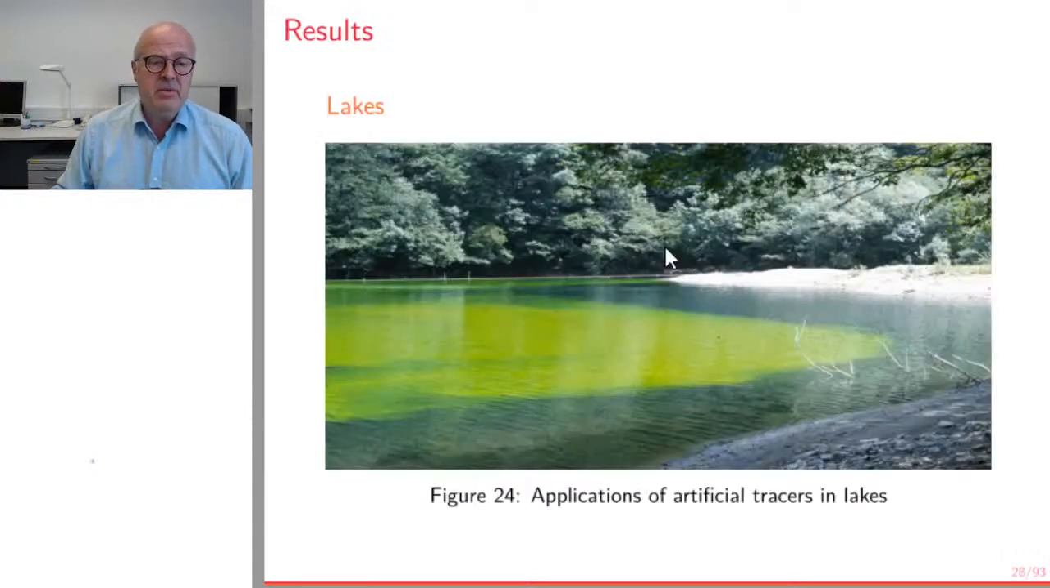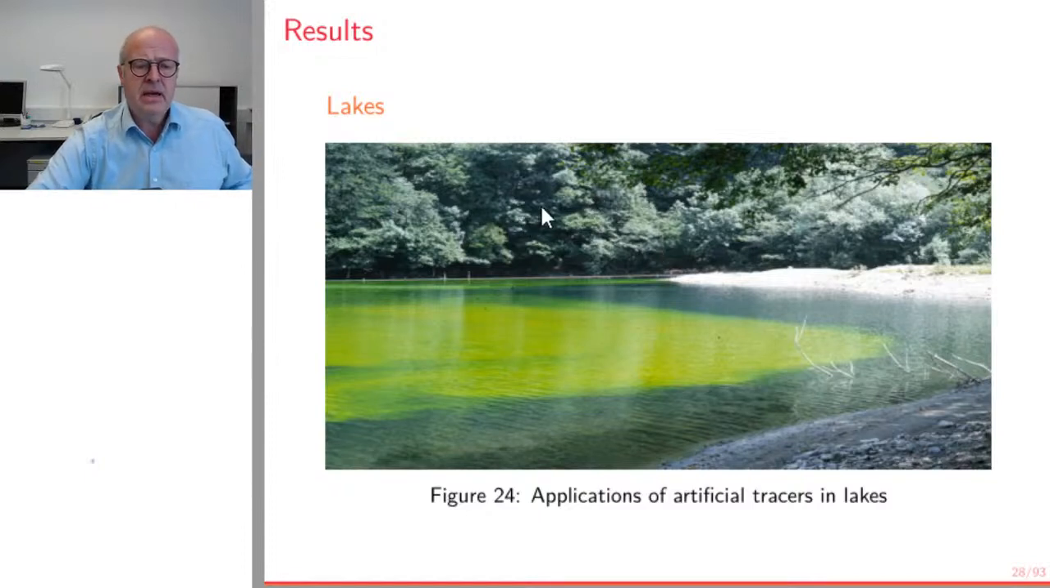Another example is the application of tracers in lakes. Lakes have an interesting phenomenon that I will try to draw in a second. And this phenomenon is that they have an auto-rotation. So just a second.